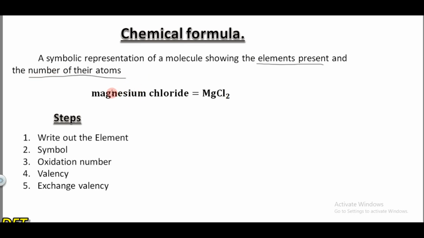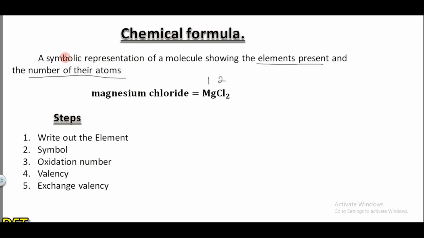So for instance, the chemical formula for magnesium chloride is MgCl2. It is showing you the elements that are present in this compound or in this molecule, and it is also showing you the number of their atoms that are present. There is one magnesium atom and two chlorine atoms in this molecule or in this compound, right?